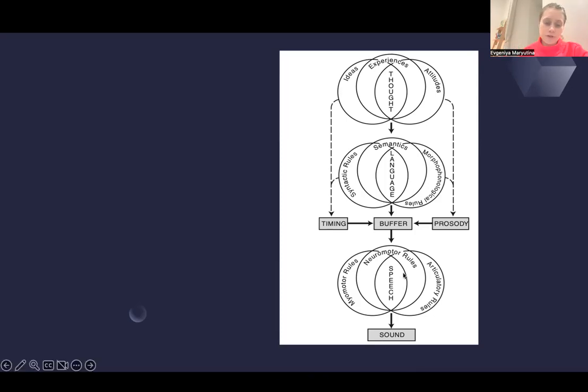And when we produce speech, we take into account neuromotor rules, myomotor rules, and articulatory rules, right? So we're going to learn about those articulatory and motor rules, like myomotor and neuromotor rules.